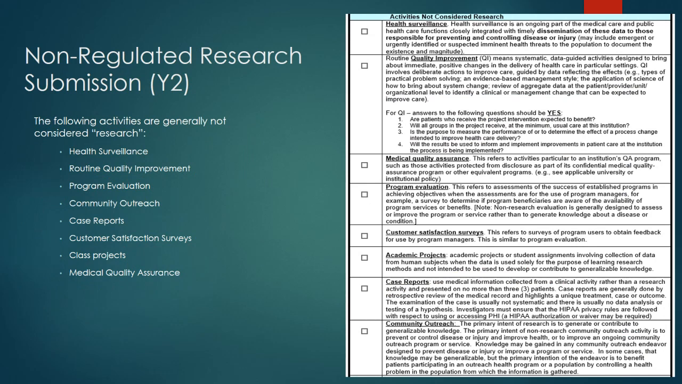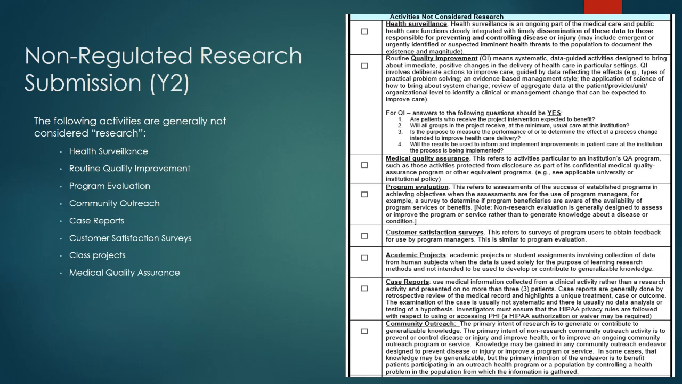Y2 submissions, this is non-regulated research. So these are activities such as quality improvement, health surveillance, case reports, community outreach, program evaluation, customer satisfaction surveys, class projects, or medical quality assurance. The description and definition for each of these activities are on the Y2 form. It kind of guides you and lets you know which one of these applies to your submission.